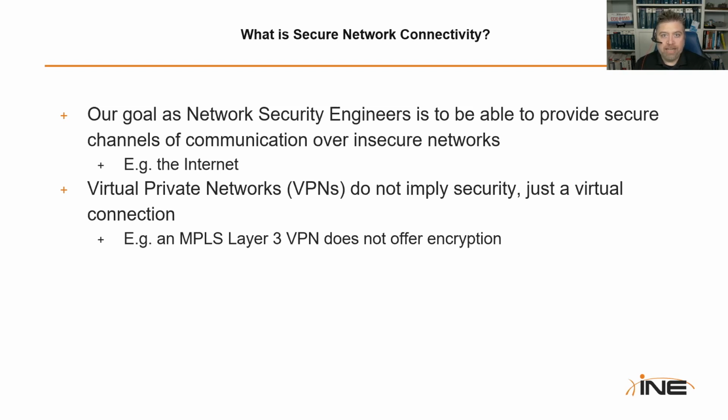For example, an MPLS layer 3 VPN or an MPLS layer 2 VPN doesn't provide encryption. So anyone who is able to grab your packets in the middle will be able to decode that information. So it's typical in a lot of network designs that you combine IPsec with other VPN technologies. You run IPsec over an MPLS layer 2 VPN or layer 3 VPN, or just over the internet.